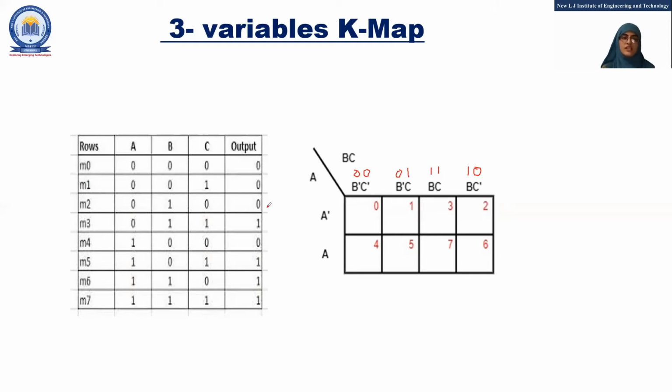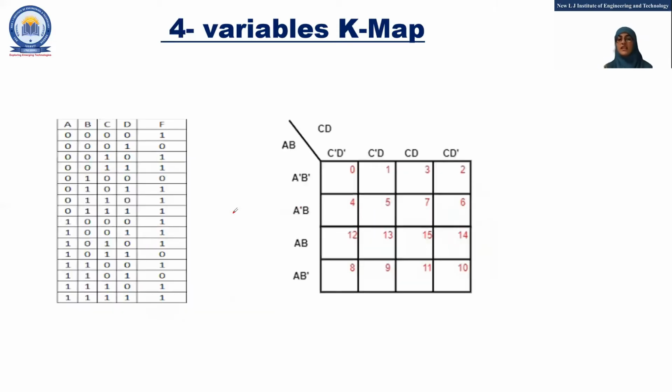So how to fill this truth table into this K-map? Okay. So minterm 0 is 0. Minterm 1 is 0. Minterm 2 is 0. Minterm 3 is 1. Minterm 4 is 0. Minterm 5 is 1. Minterm 6 is 1. And minterm 7 is 1. So this is how we fill the truth table inside the K-map. Next is the 4 variable K-map. I have filled this 4 variable K-map with the help of this 4 variable truth table.